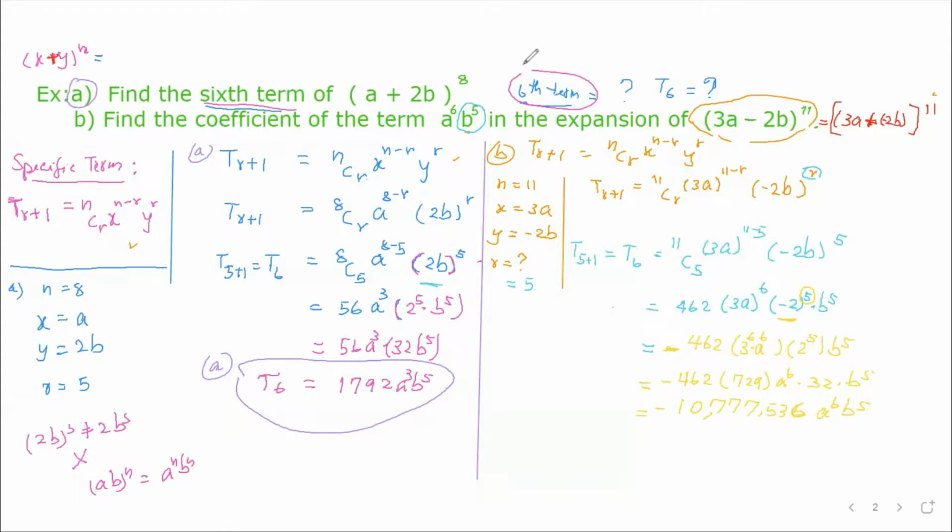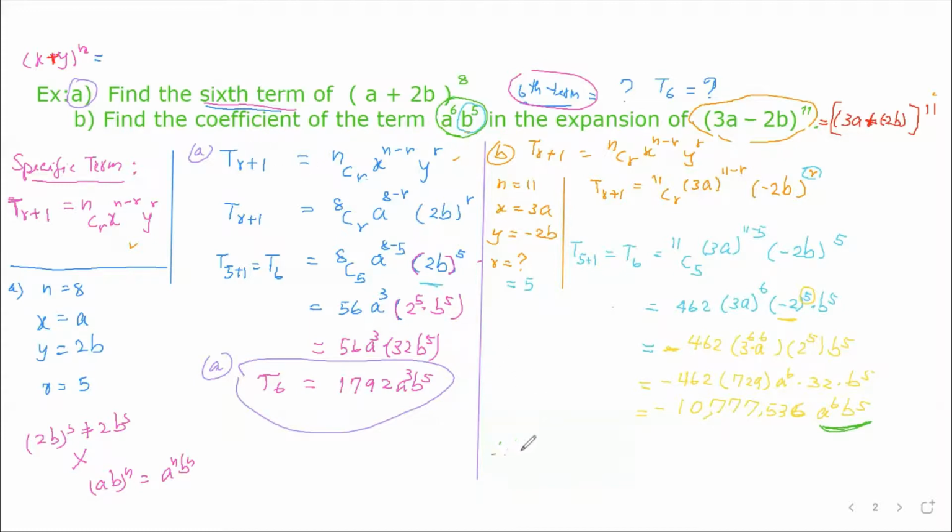Okay, so you can observe here. a power 6, b power 5, same as this one, correct? Same, right? a power 6, b power 5, same as this one. So we got it now. So the coefficient of this term.